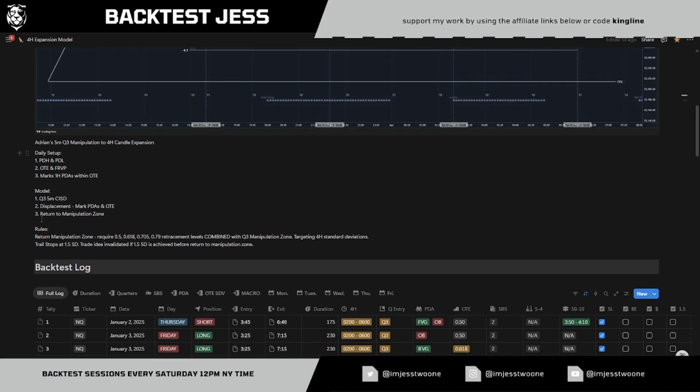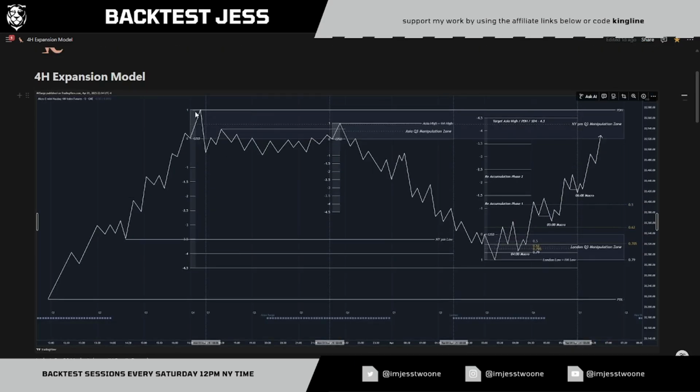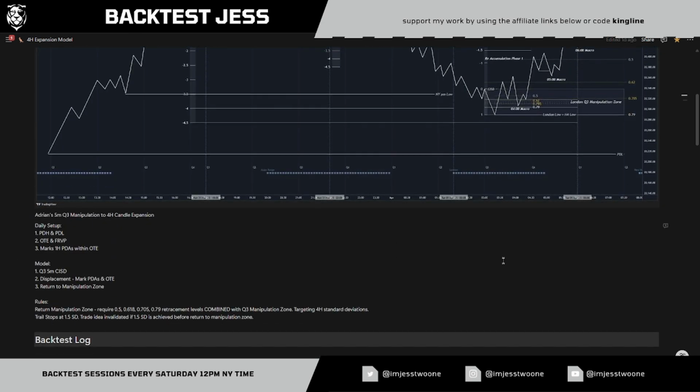The model is as such. We're going to take a Q3 5-minute change in state delivery. We wait for displacement away from that Q3. That would create our manipulation zone. We mark PD arrays and OTE from that expansion as well as within that zone. Once it returns to the zone, we basically take a trade.